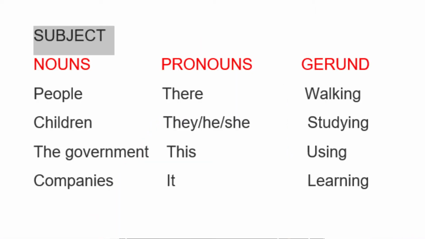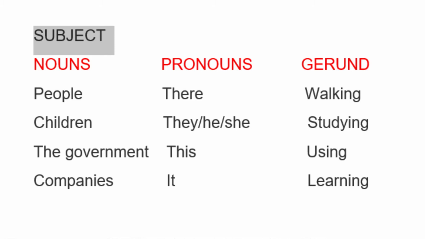Now, using computers in classrooms is the subject. It's a very long subject and students get confused with that. So the first thing to understand is subject can be very small, like I, and it can be very long, like using computers in classrooms. It can be even longer than that. So the thing is to be able to identify the subject.